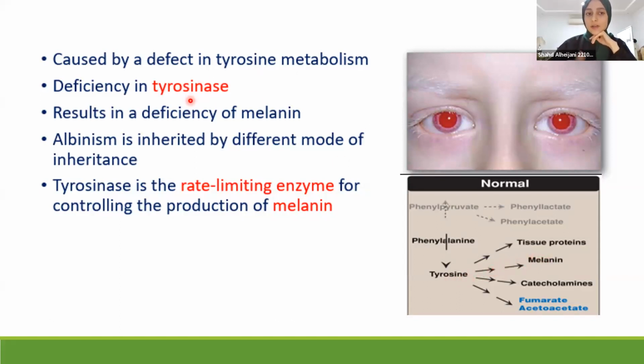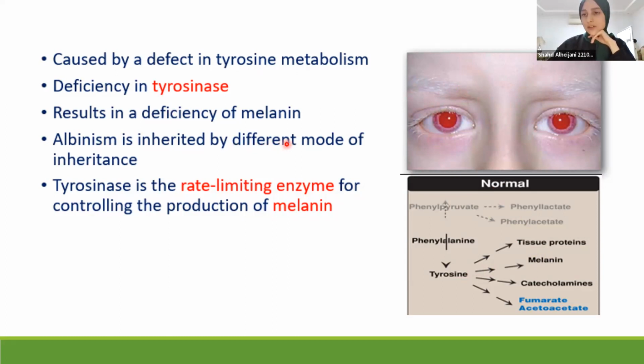If the tyrosinase enzyme is deficient, we can't form melanin. And we know that melanin is the pigment needed in the skin. So in its absence, the patient would look pale, with white hair and red eyes. Albinism is inherited by a different mode of inheritance.